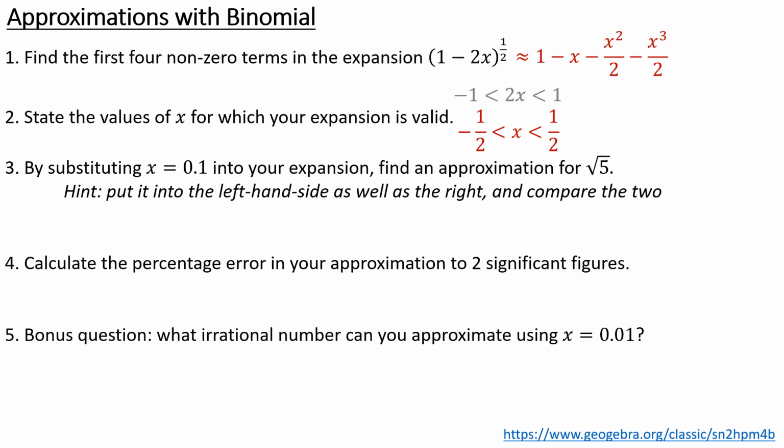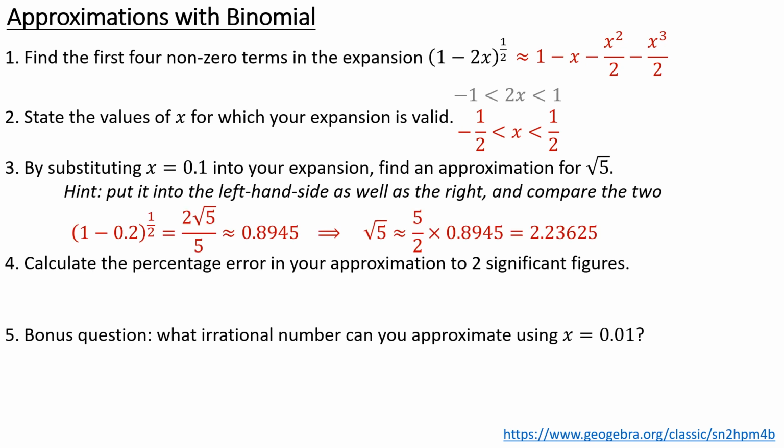Now for the next bit, if you substitute 0.1 into the expansion, well, on the left-hand side, you'll get something which eventually simplifies to 2 root 5 over 5. And on the right-hand side, you get something that evaluates to 0.8945. And because we've got 2/5 of root 5, if we want to convert that into an approximation for root 5 itself, we're just going to multiply by 5 over 2. And that gives us 2.23625, which is a pretty good approximation.